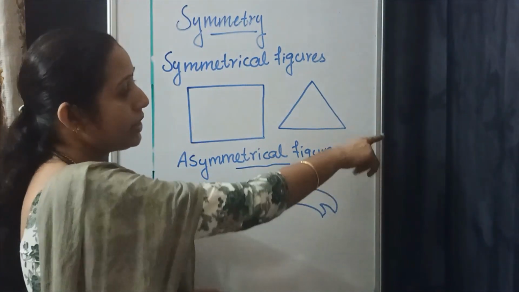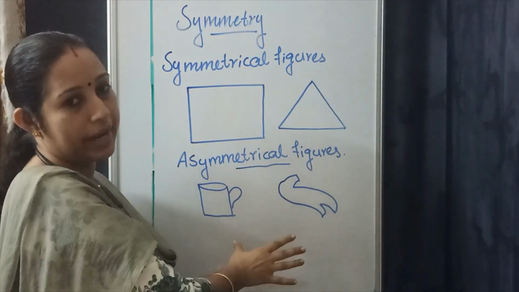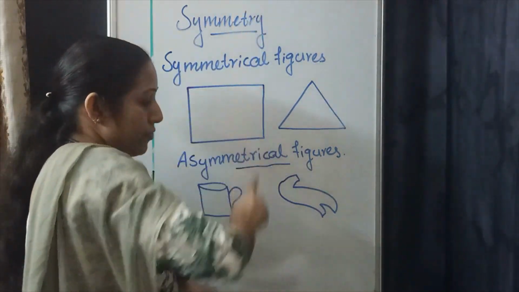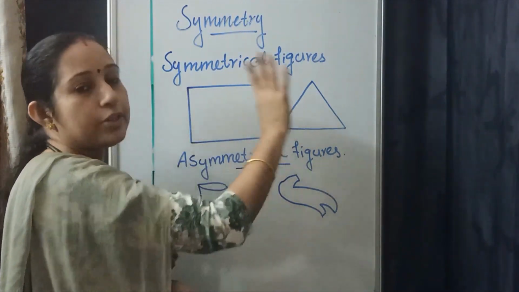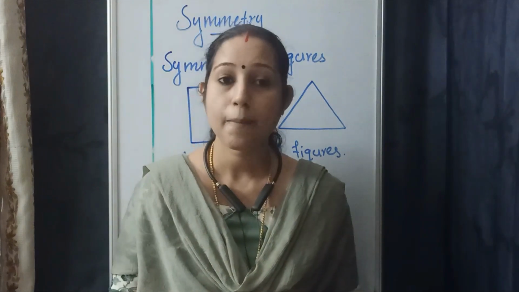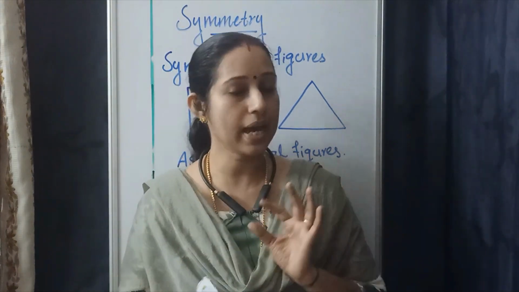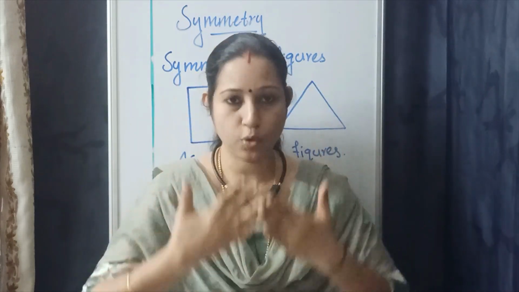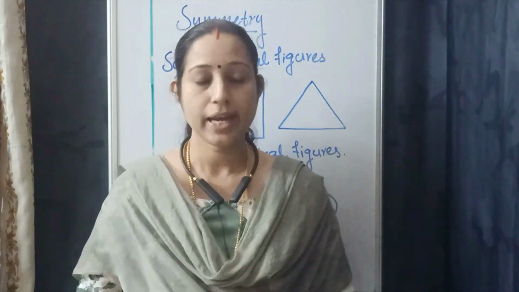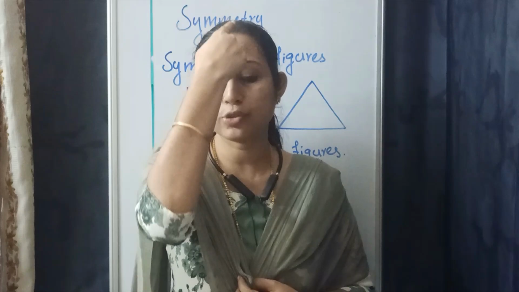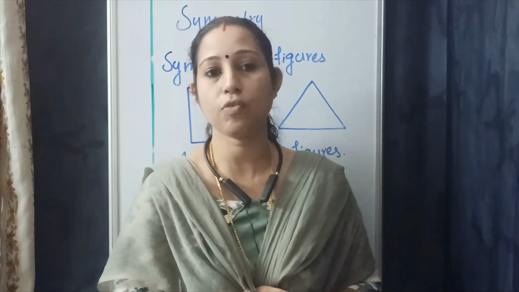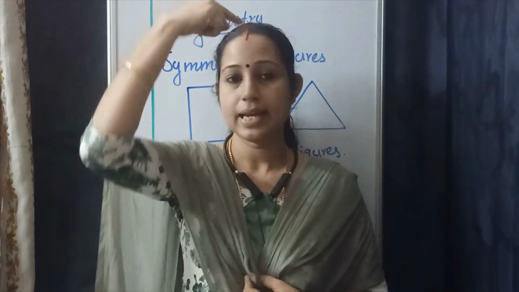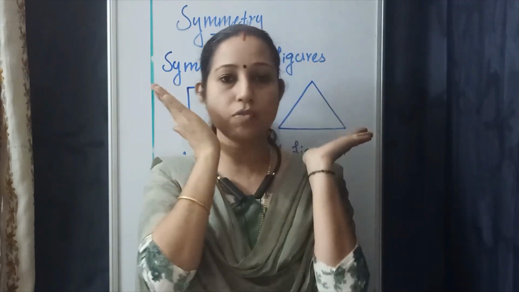If I divide this way with a vertical line, I get two equal identical parts. Exactly, these two parts are exactly the same. Another good example is our body. If we divide our body vertically, this way, we get two parts, one part here, one part here.